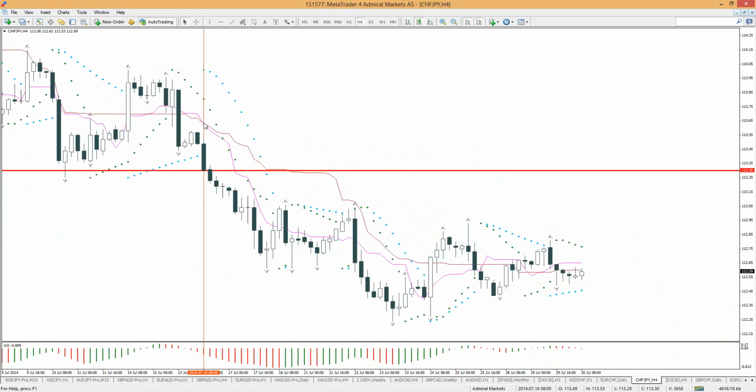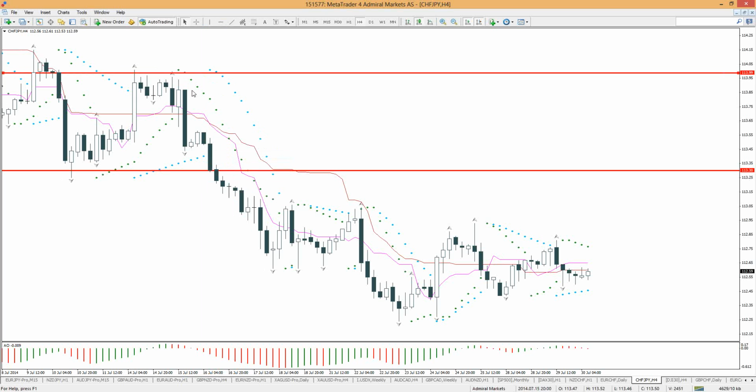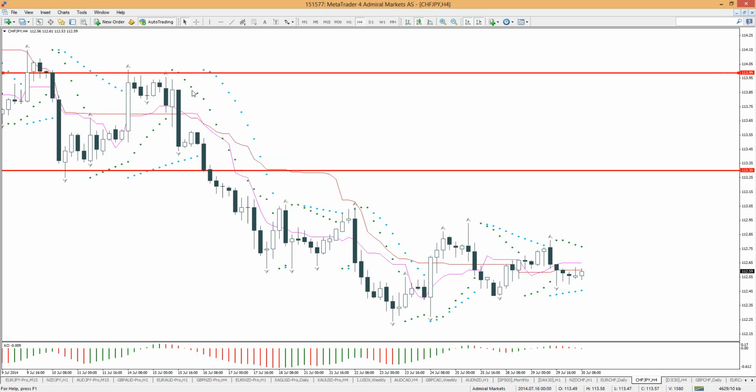Tenkan below the Kijun, that's the trend. The Tenkan at a downside angle. And then price is pushing through a parabolic, yes. And the candle closes near the low, yes. That's a typical breakout on the Tenkan. Right there. The stop loss would be above the tops, so it's about a 70 pip stop loss there.